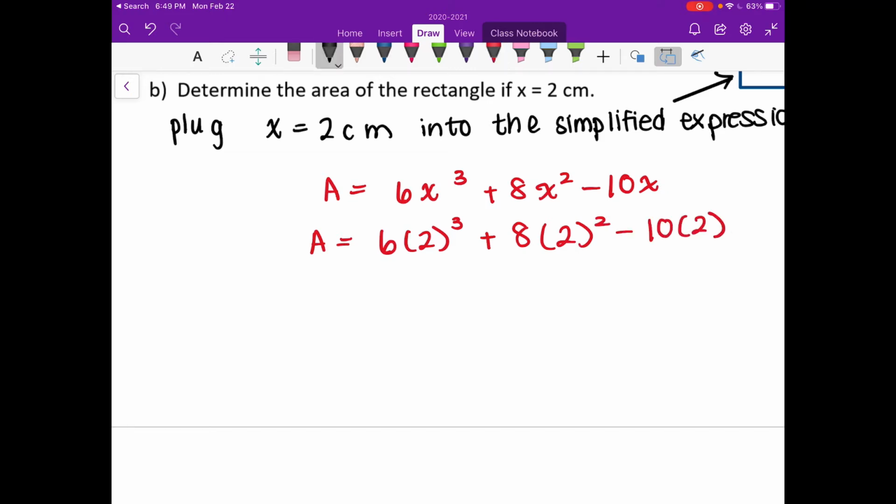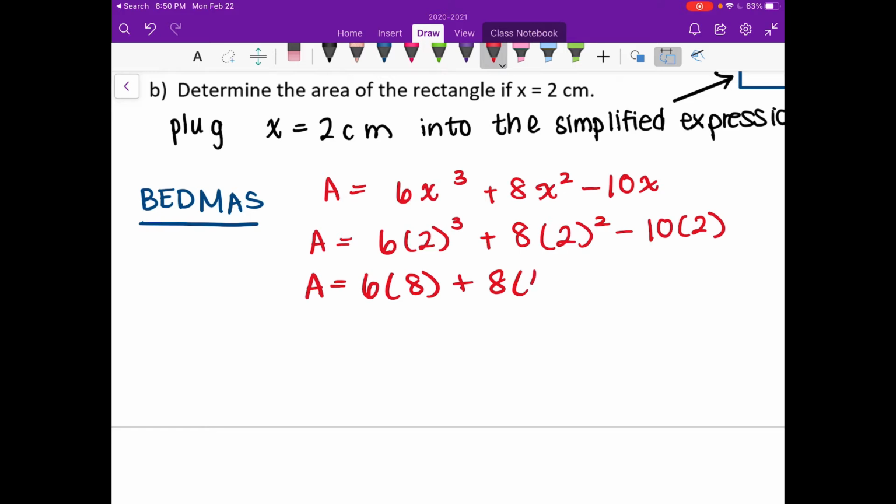Now we're going to use BEDMAS. Do not forget BEDMAS. Everybody seems to want to forget it when we get to the new unit, but it doesn't ever leave, right? So according to BEDMAS, brackets, there are none. So let's go on and do our exponents. So we're going to do 6, 2 to the power of 3 is 8, plus 8, 2 to the power of 2 is 4, minus 10, 2 to the power of 1 is just 1.